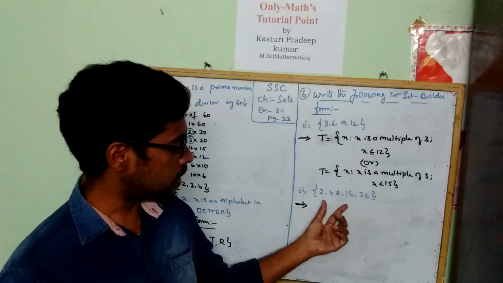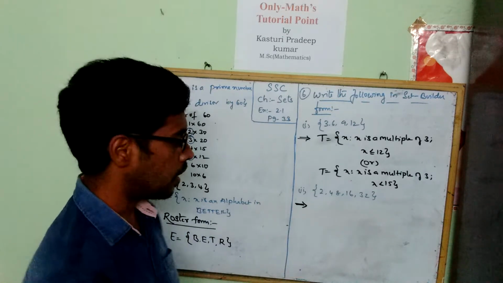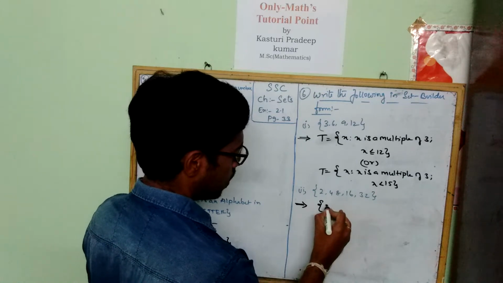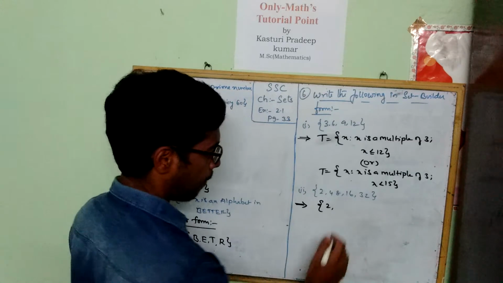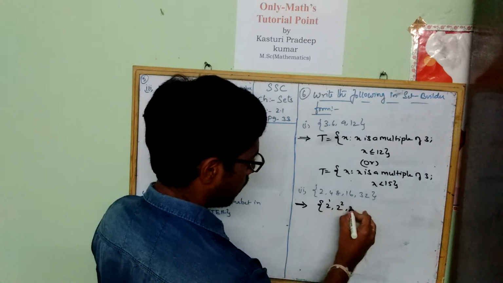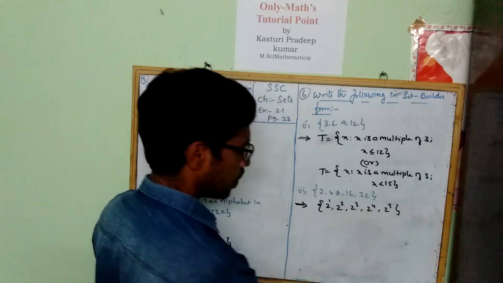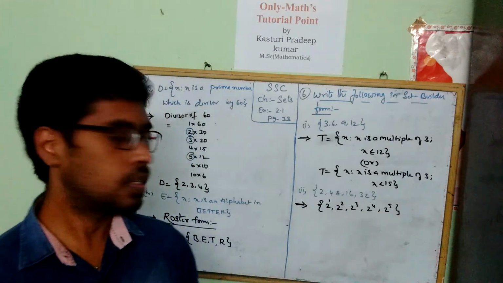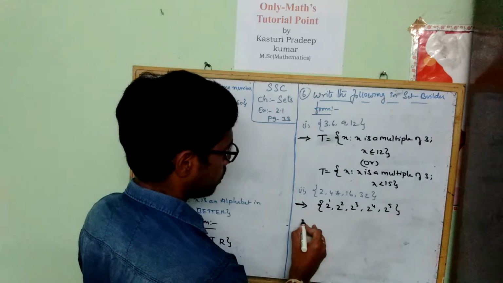Okay, coming to the second one. What is the pattern here? 2, 4, 8, 16, 32. Let us look at the pattern once. 2 power 1, 2 square, 2 cube, 2 power 4, 2 power 5. So it is in this format, a power format here. So how can we write it into set builder form?